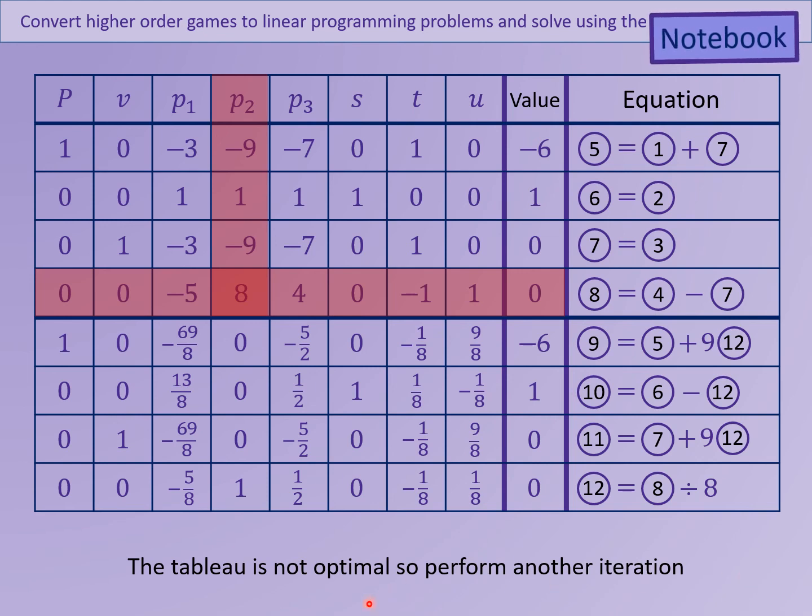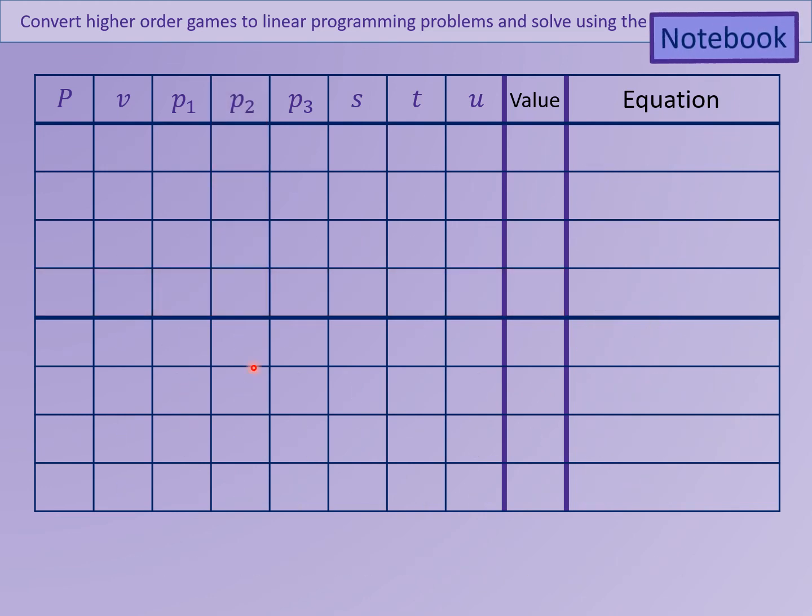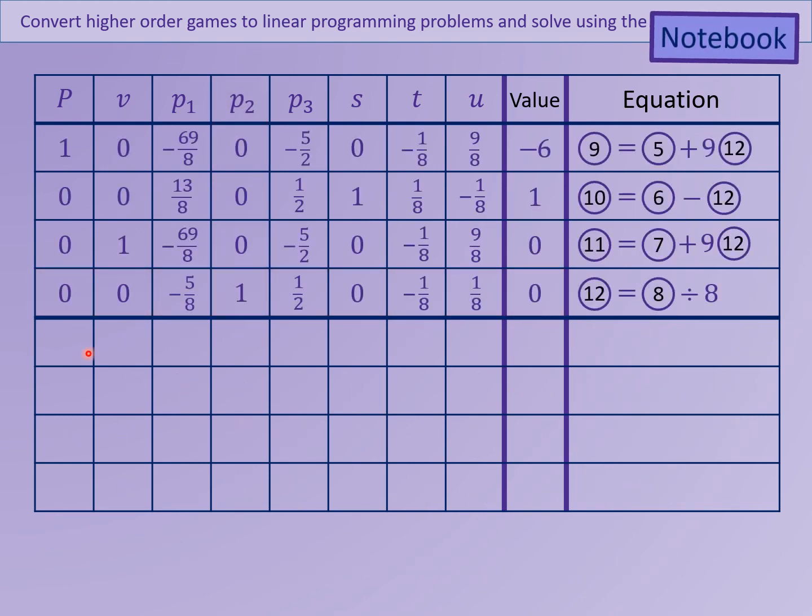Okay, so it's still not optimal because we've still got 3 negatives on the top line. So what we're going to do is we're going to have another go. We're going to just rewrite that one out. So there we go. I'm going to be going for the -69/8 because that's the biggest one. Okay, if you'd gone to the other 2, you could have still got it to work.